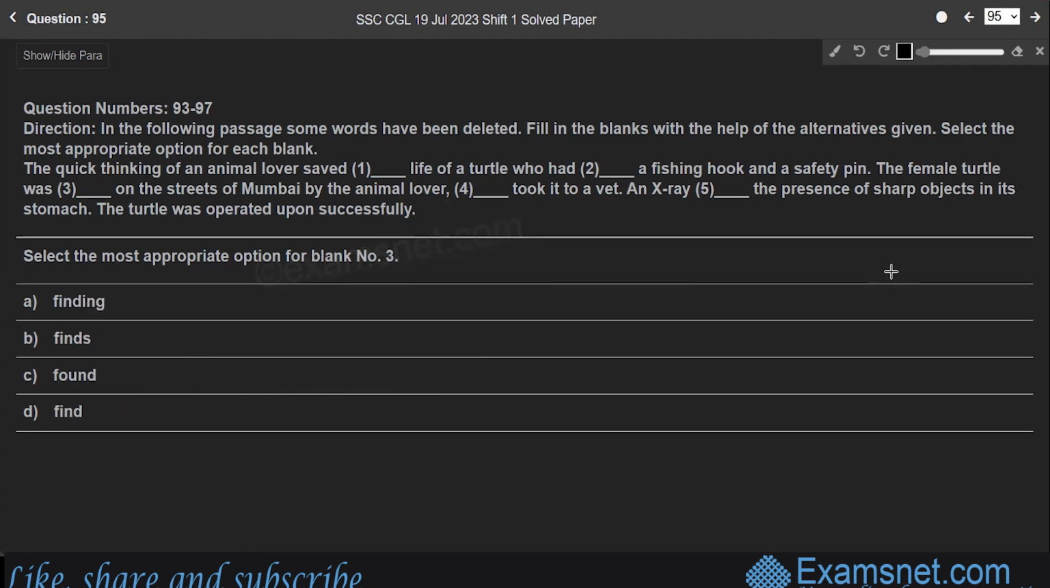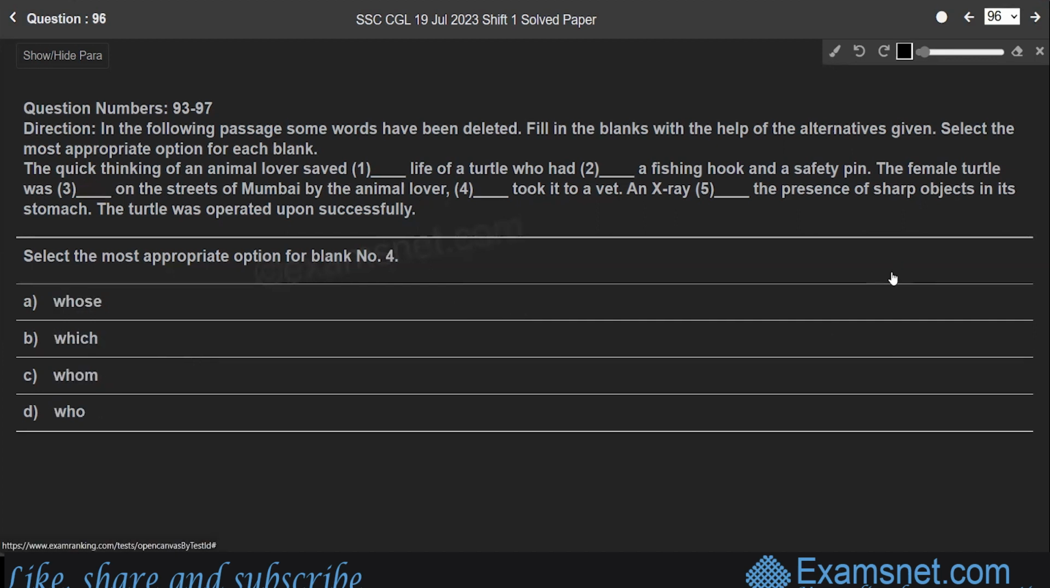Moving further, question 95. The female turtle was dashed on the streets of Mumbai by the animal lover. Since the sentence is in simple past tense, the female turtle was. Therefore, the verb to be used here is found, the third form of the verb. So it is not finding, finds, or find. It is found. The female turtle was found on the streets of Mumbai by the animal lover.